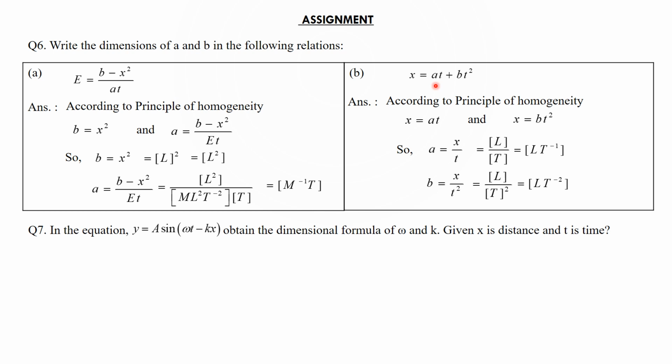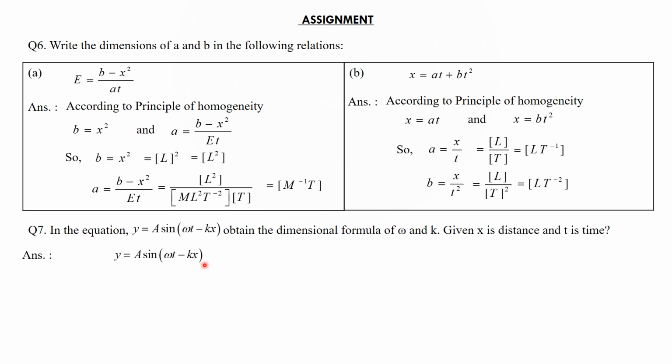Okay, now as I have said, 7, 8 and 9 are very good questions. So let's start with the 7th. In this equation, we have to find the dimensional formula for omega and k, where x is distance and t is time. Okay, so this is the equation. Now children, on both sides of a plus or minus, the dimension should be the same. Another thing you should understand, it is sine, so that means this whole term is an angle.